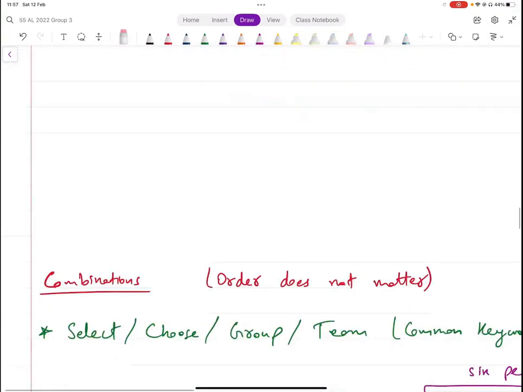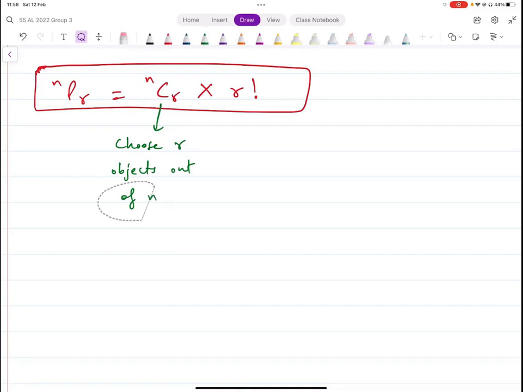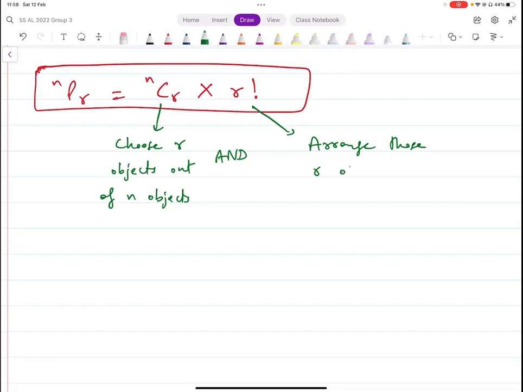हम कहते हैं, NPR में क्या होता है? NPR में we're doing two things. We are choosing R objects out of n objects. अगर उसको step by step कर लें, choosing r objects out of n objects, and then there's an and between them, so that's why we're multiplying them. And then what we do is we arrange those r objects.